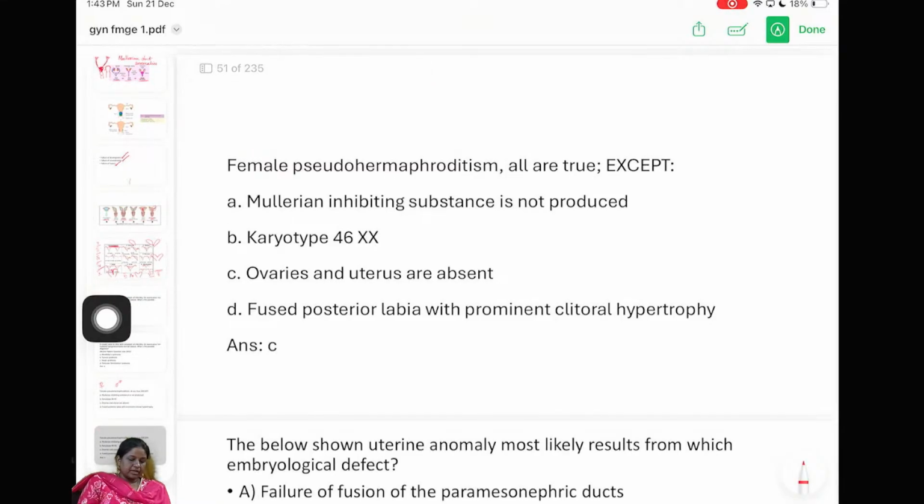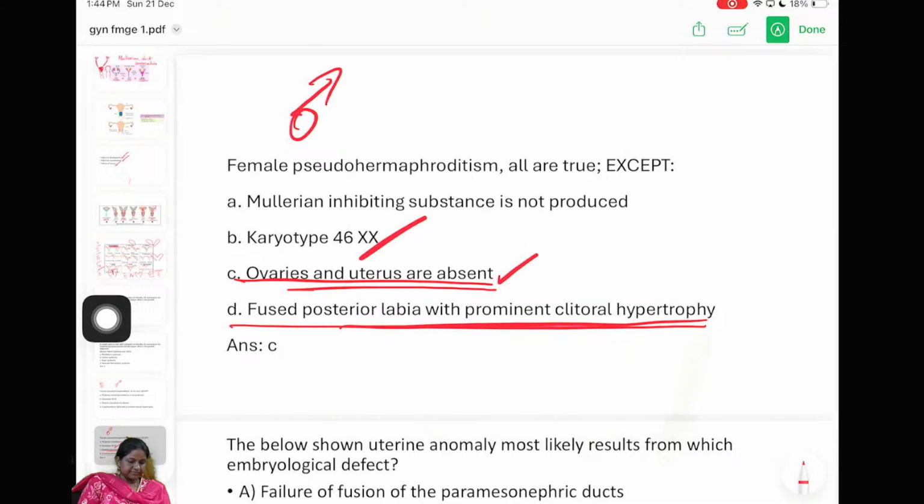See, the answer is, which is not true: ovaries and uterus are not absent. That is not true because it's a female. Already I've said she will be XX, and ovaries and uterus will be present. But she will present as a male.